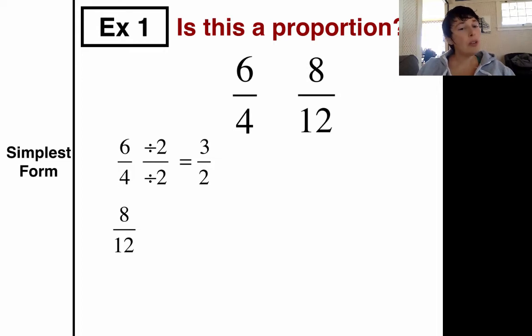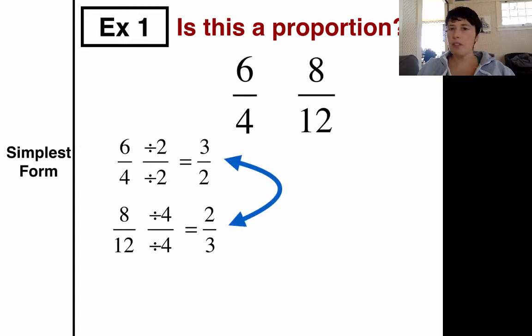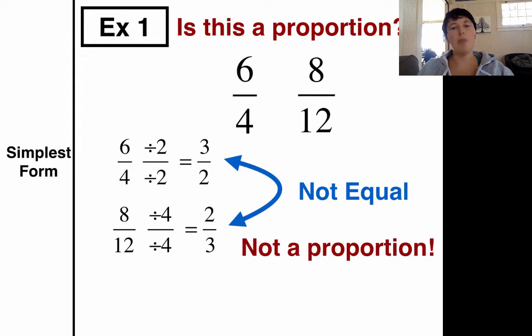8 and 12 are also going to divide by 2, but they could divide by 4, which is a little bit bigger. So I'm going to go for the biggest number I can divide by. If I divide by 4, 8 divided by 4 is 2, and 12 divided by 4 is 3. So we get 2/3. Now these two fractions are not the same thing. They're opposites. 3 halves and 2/3, their numerators and denominators are flipped. They're not matching. Since they're not equal, we know this is not a proportion. That's what that tells us.